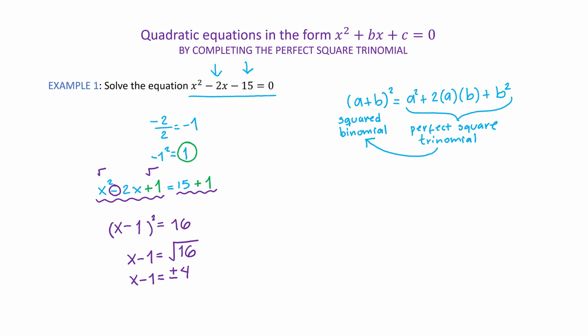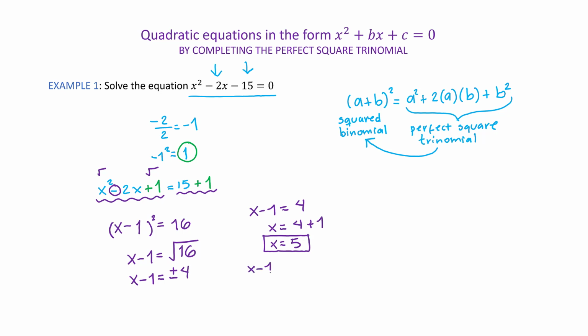First, let's continue with positive 4. For our first answer, we have that x minus 1 equals 4. Therefore, x is going to be equal to 4 plus 1. x is equal to 5. This is the first solution to our quadratic equation. But we now have to find our second solution with negative 4.